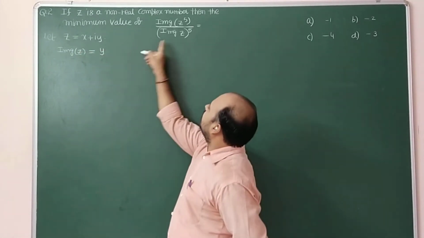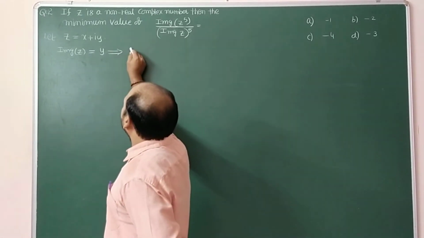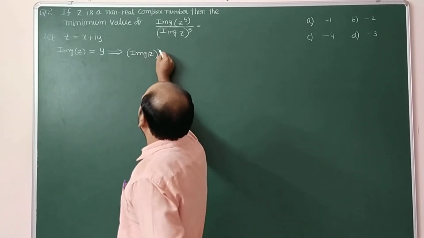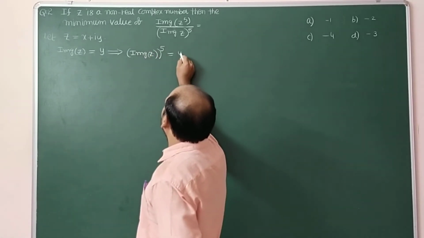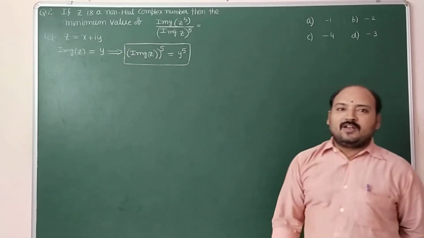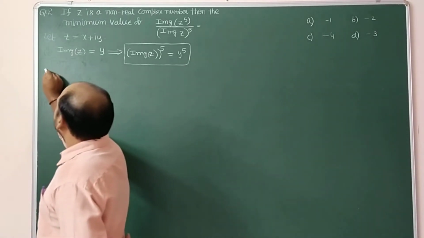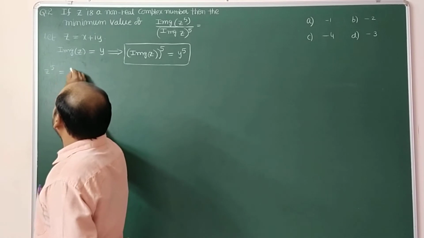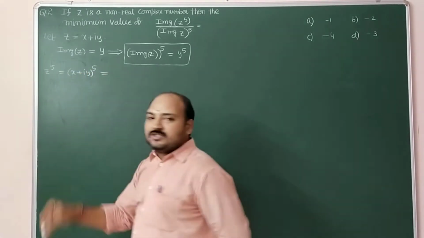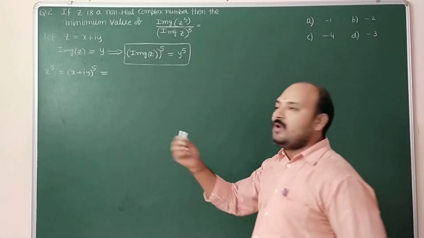So imaginary part of z whole power 5 means y power 5 will come. That implies the imaginary part of z whole power 5 equals y power 5. So we got the denominator value. Now come to the numerator. Z power 5 we have to expand, which is equal to (x plus iy) whole power 5. By using the binomial theorem, you have to expand (x plus iy) whole power 5.